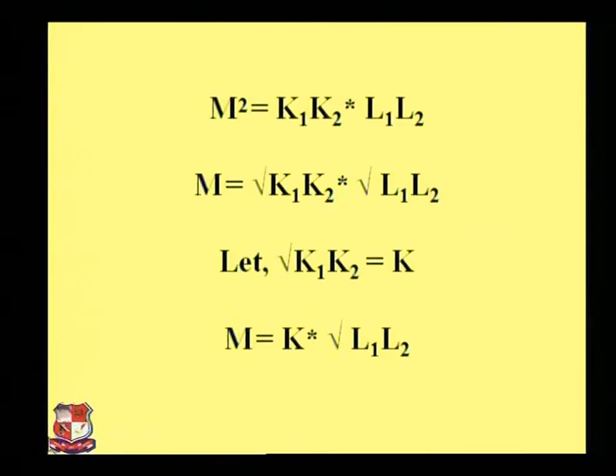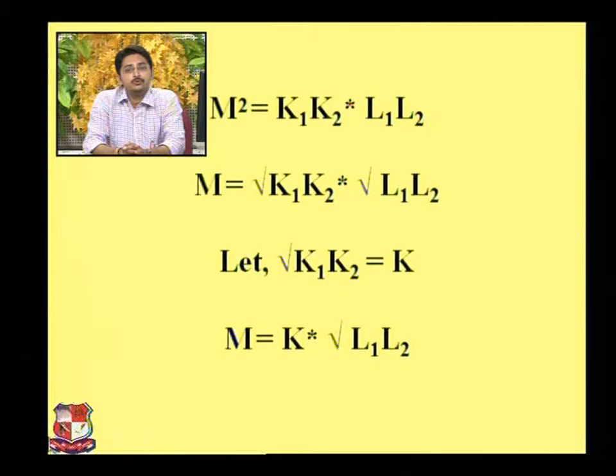Now just solving that m square, we can write m equals under root of k1 k2 into under root of L1 and L2. Now under root of k1 k2 is a constant, so instead of k1 and k2 individually, we can put a common constant and write k. So it becomes m equals k into under root of L1 and L2.